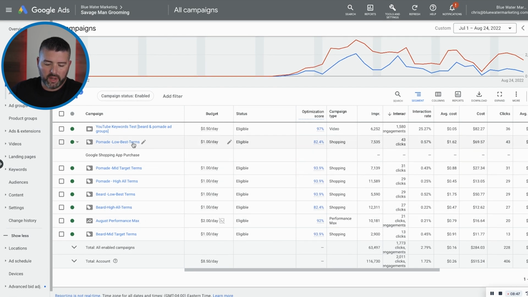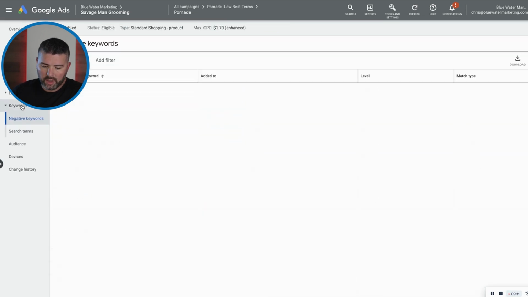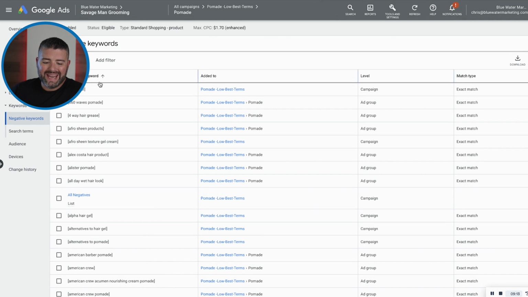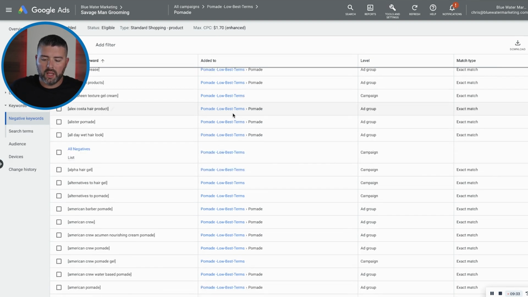So you'll see that we are bidding on pomade, pomade, pomade, beard, beard, Performance Max, which was just a test, and then beard. Now, we have these turned way down right now because we're ramping up for a Q4 push. What I want to show you is that we have our pomade low best terms. Now, within this ad group, you will see that we have negative keywords added in. So these negative keywords have been added to funnel people with a manual cost per click bidding strategy in which we have complete control.